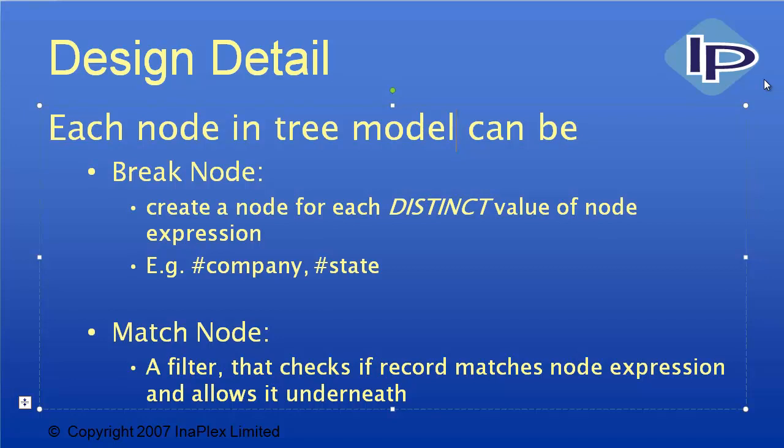A match node is very different. It operates like a filter, deciding whether the record should be passed down to the nodes underneath it in the tree, or whether it should be stopped, in which case it moves on to siblings in the tree.